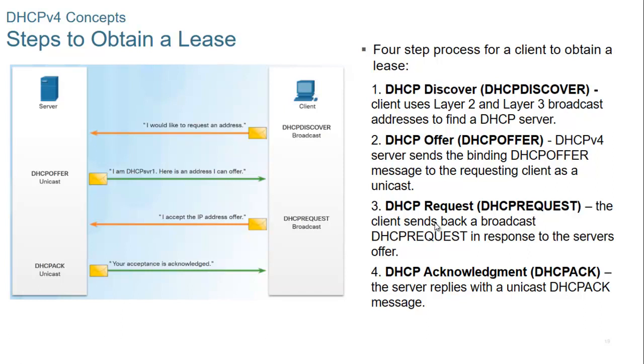Now you might think, he just got an address, why does the host need to send a request? Because sometimes in certain networks, there will be more than one DHCP server. So in this case, the client sends back a broadcast DHCP request in response to the server's offer. And once the host replies with the request, the server replies with a unicast DHCP acknowledgement message. So this is the four-step process that gets a client an IP address within the DHCP environment.